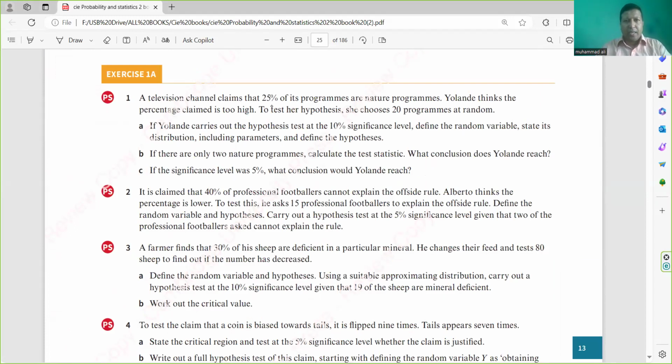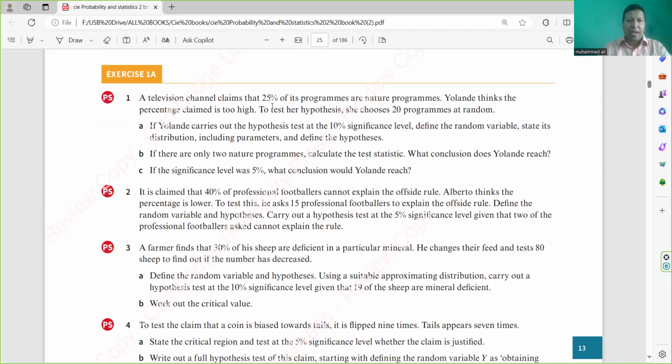A television channel claims that 25% of its programs are nature programs. Yaldini thinks the percentage claimed is too high. To test her hypothesis, she chooses 20 programs at random. If Yaldini carries out the hypothesis test at the 10% significance level, A: define the random variable, state its distribution, including parameters, and define the hypothesis.